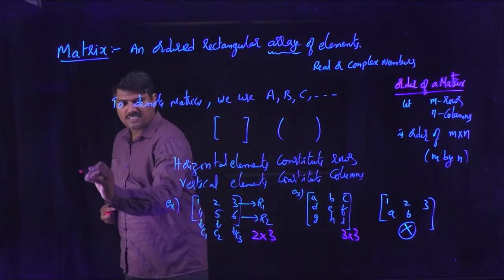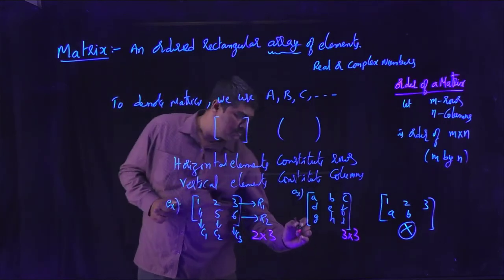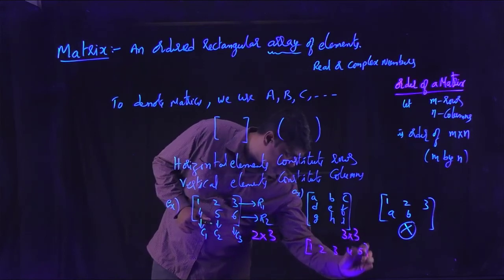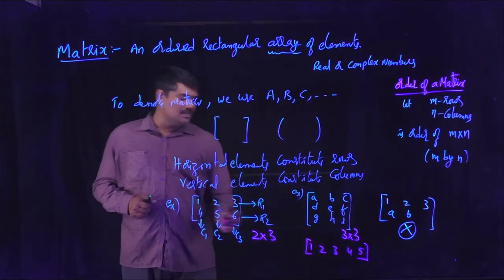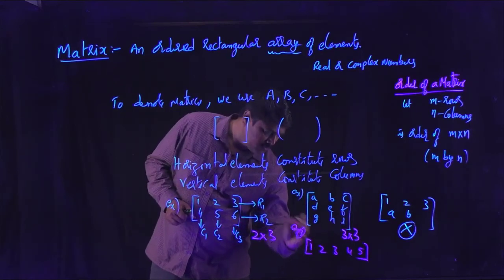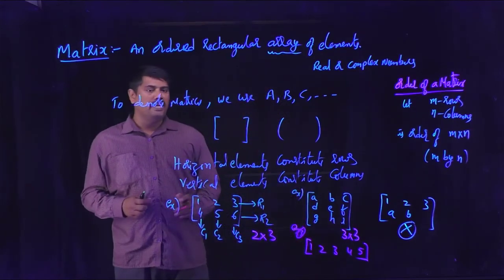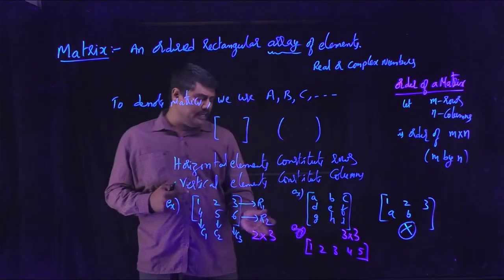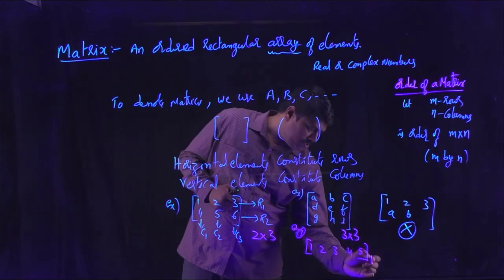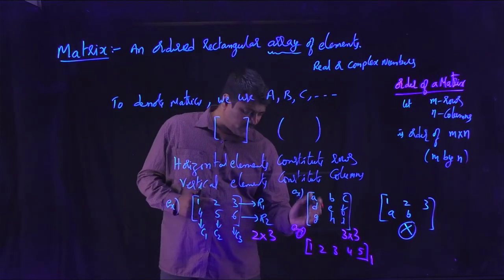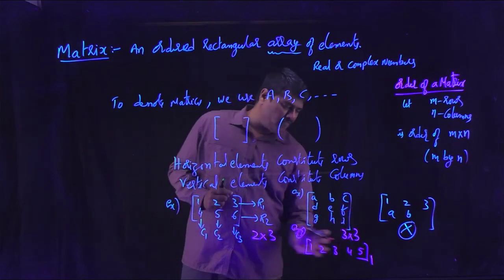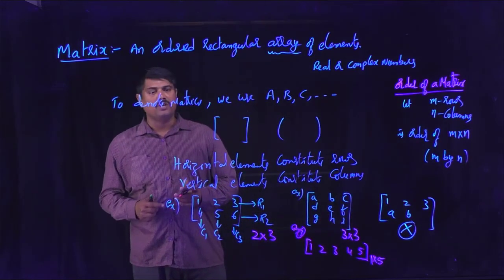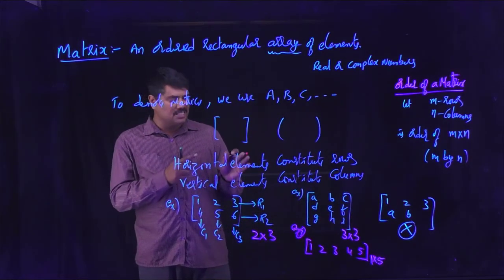What is the order of this? 1, 2, 3, 4, 5. This is another example, the third example. Here I consider only one row. It contains 5 elements, so it contains only one row. If you consider them column wise, you have 5 columns. So this is said to be a matrix of order 1 by 5. It contains only one row, whereas it contains 5 columns.